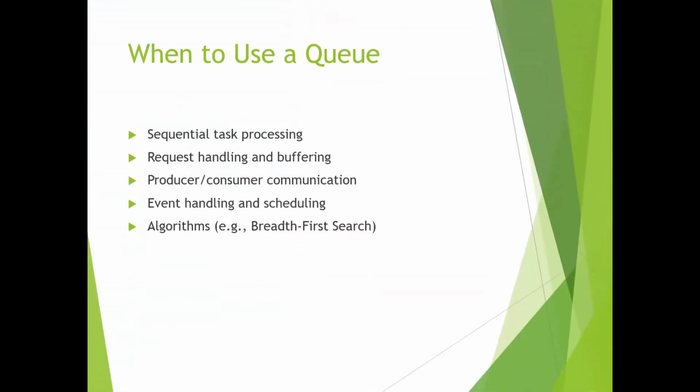When do we use queues? We use them for sequential task processing, request handling, and buffering. So we take these requests, we put them in a queue, and process them accordingly. Producer-consumer communication: we have producers who add to a queue, and then there's a consumer which takes from the queue. And this is regulated depending on whether the queue is at capacity or not. Event handling and scheduling, as well as algorithms.